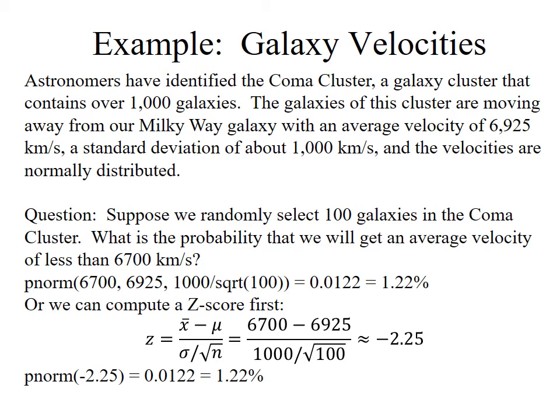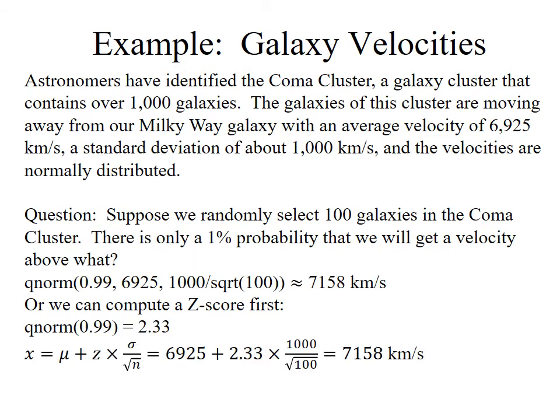Similarly, we could do this by getting a z-score first. Now notice we have a slightly different equation. On top, to get a z-score, we have our value minus the mu, but downstairs, in the denominator, I've got sigma divided by the square root of n. So I take 6,700 minus 6,925 over 1,000 over the square root of 100. I find that my z-score associated with this is negative 2.25. That speed, 6,700 kilometers per second, is 2.25 standard deviations below the mean. I put that into pnorm. Pnorm of negative 2.25 gives me, well, there's the same number, 0.0122, 1.22%.